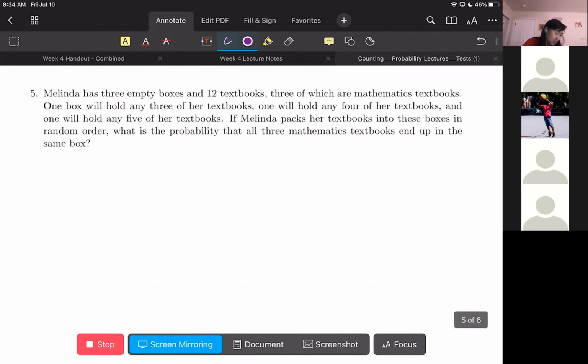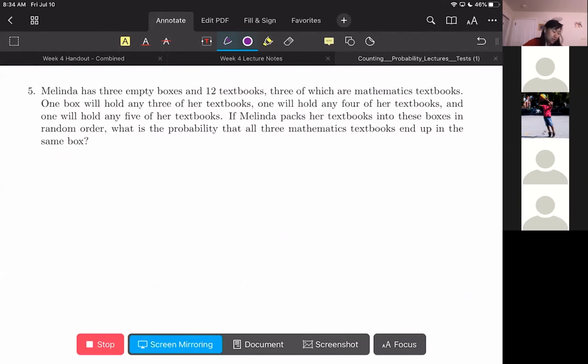So this one's also a bit tricky. This is a word problem. Melinda has 3 empty boxes and 12 textbooks, 3 of which are math textbooks. One box will hold any 3 of her textbooks, one will hold any 4 of her textbooks, and one will hold any 5 of her textbooks. If Melinda packs her textbooks into these boxes in a random order, what's the probability that all 3 math textbooks end up in the same box?